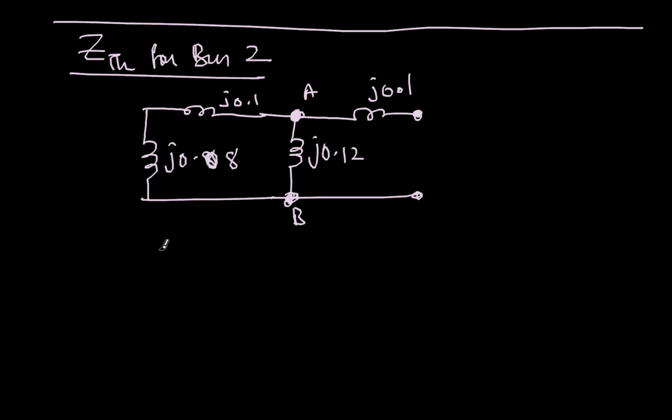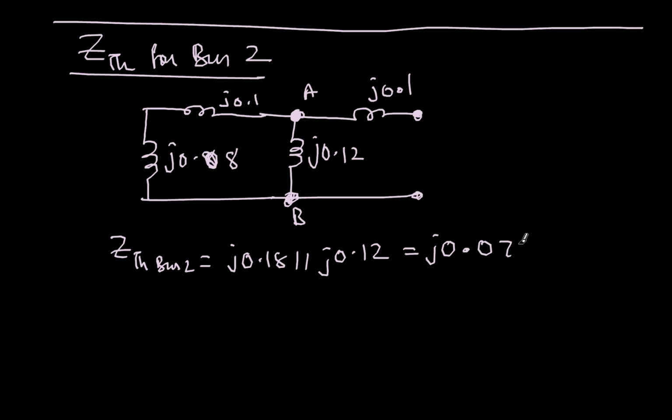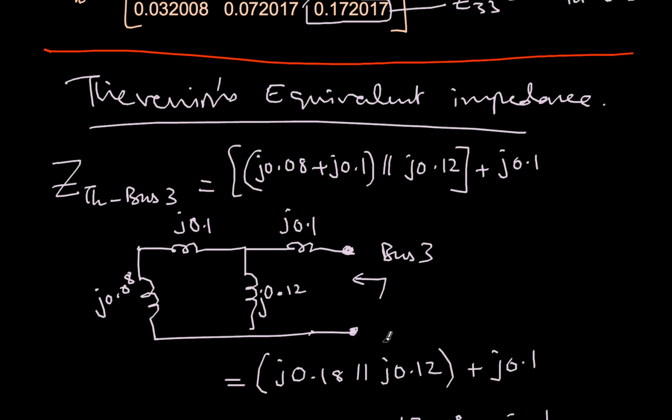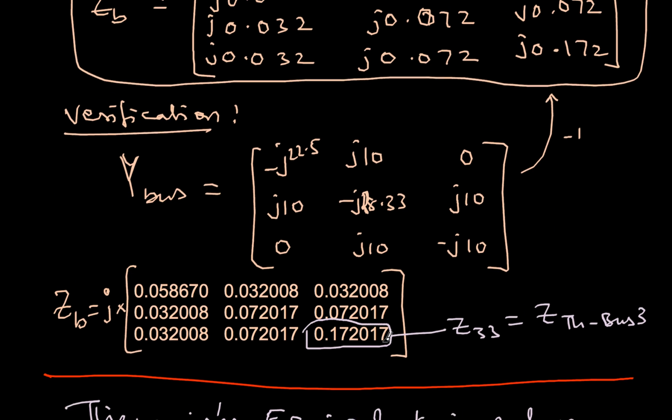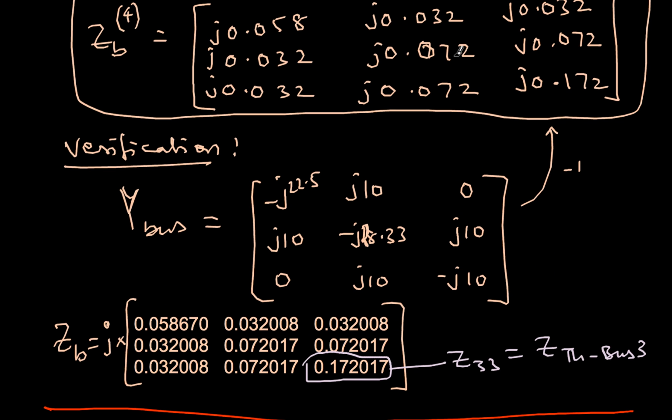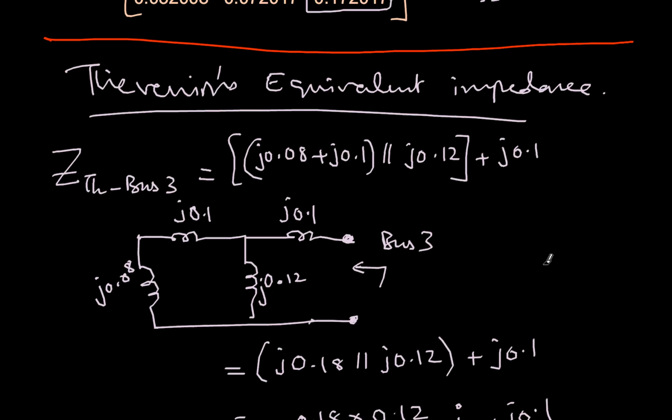So Z Thevenin for bus 2 is nothing but, I'll just simply have to do this: J 0.18 in parallel with J 0.12. This we already know, just now we calculated this one. And this element, if I go up again, is exactly matching with what we have here. So this is nothing but Z22.